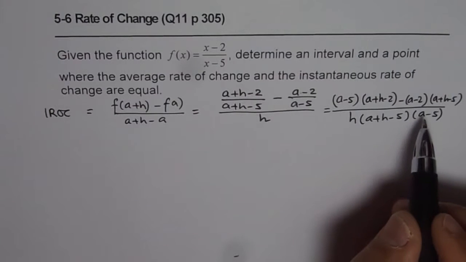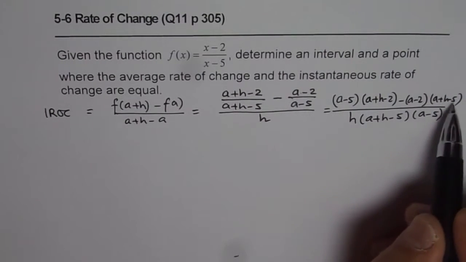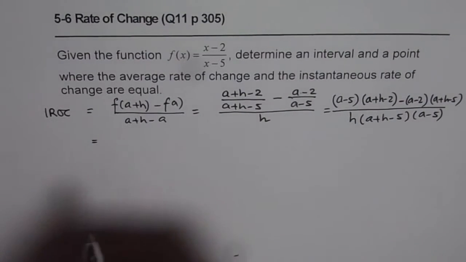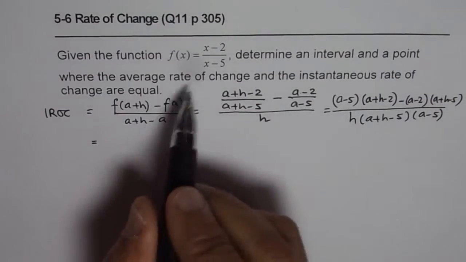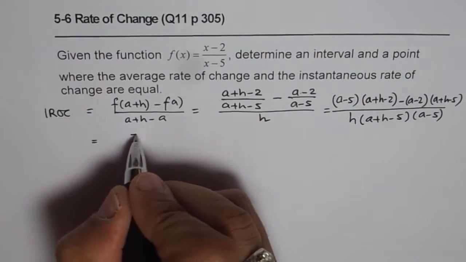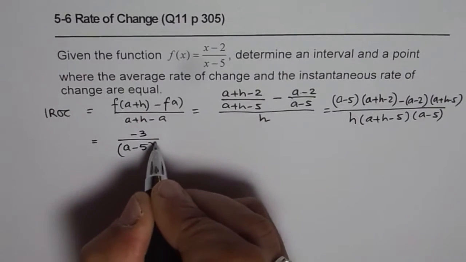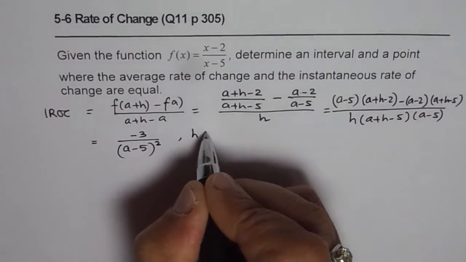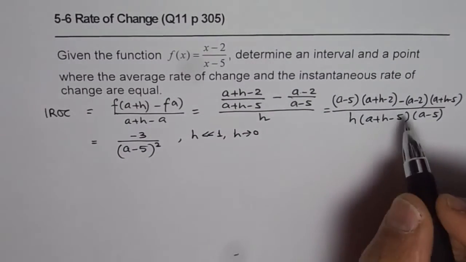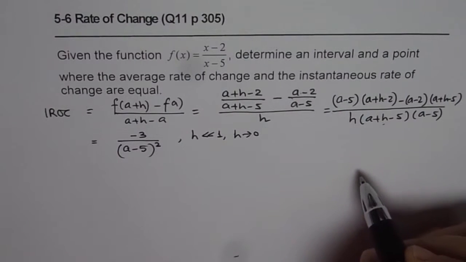You should remember in this expression, h is very, very small. So when you solve for the numerator, most of the terms will get cancelled, and what you will finally get will be minus 3, which is 5 minus of 5 minus 2. You'll get minus 3 over a minus 5 whole square, right? Remember, h is very, very small as compared to 1. It really approaches 0. So h will first cancel out, and then you can substitute 0 for this h.